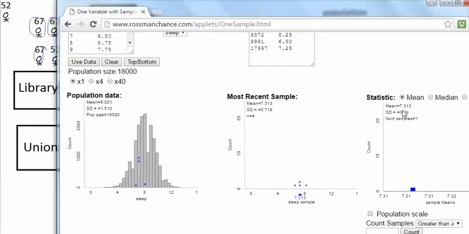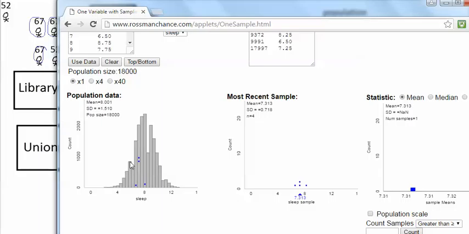It turned out that my sample mean was 7.313. And over here, it tells us that the population has a mean of 8 hours. So my sample mean was a little bit below the population mean. I underestimated the population mean by a little bit.